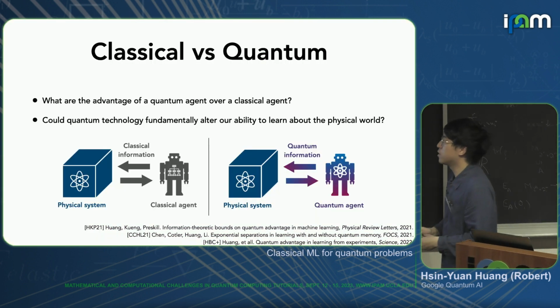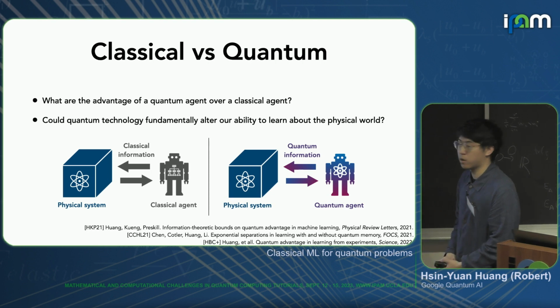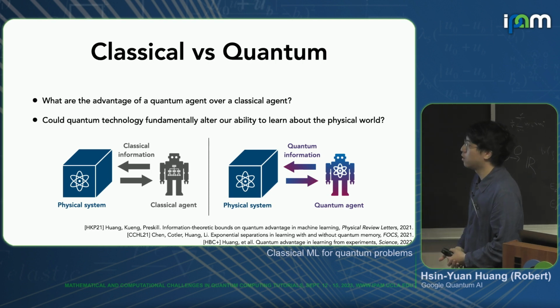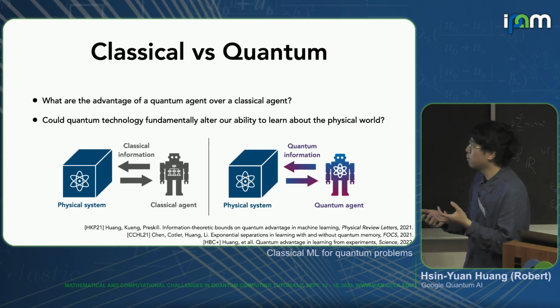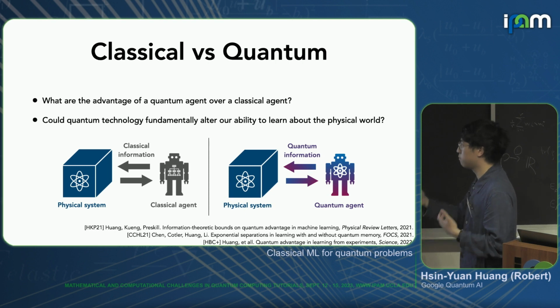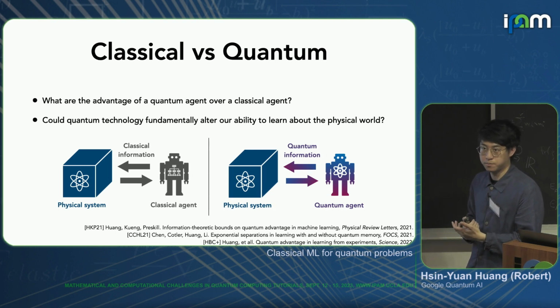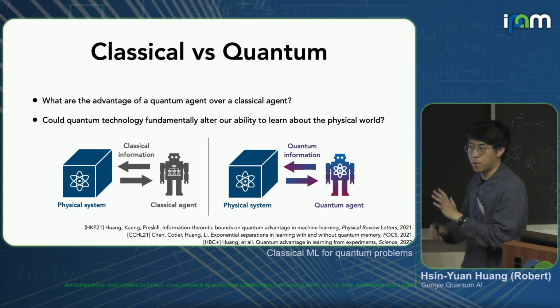Okay. So now, given this dichotomy, one of the very important questions is to understand what are the advantages of having a quantum agent over a classical agent. And understanding this question is not just important for the field of quantum machine learning, but also because it will tell us whether in the future quantum technology can really change or improve our ability to learn about the physical world. So that's the motivating question.